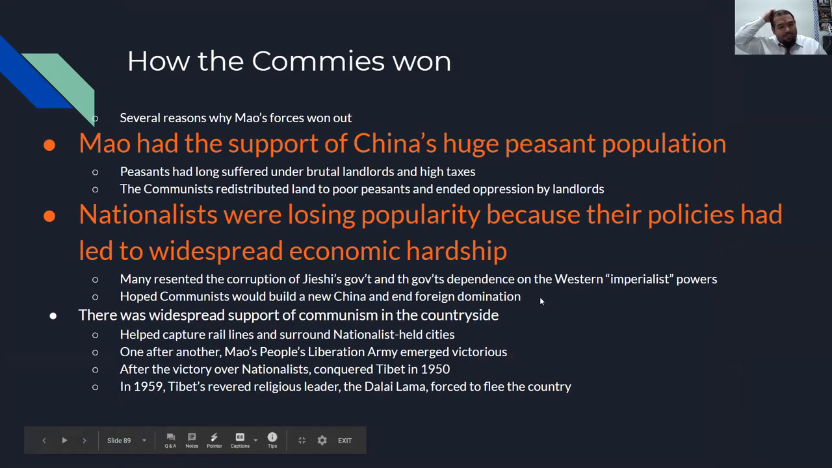So how the communists won, there are several reasons why. One, Mao had the support of China's huge peasant population. Peasants had long suffered under brutal landlords and high taxes, barely surviving after growing all the food to feed an enormous country and then being taxed and having so little left behind. The communists redistributed lands to poor peasants and ended oppression by these landlords. And nationalists were losing popularity because their policies had led to widespread economic hardship.